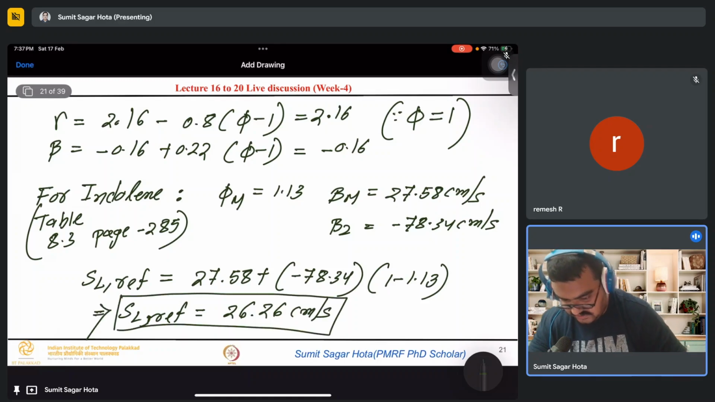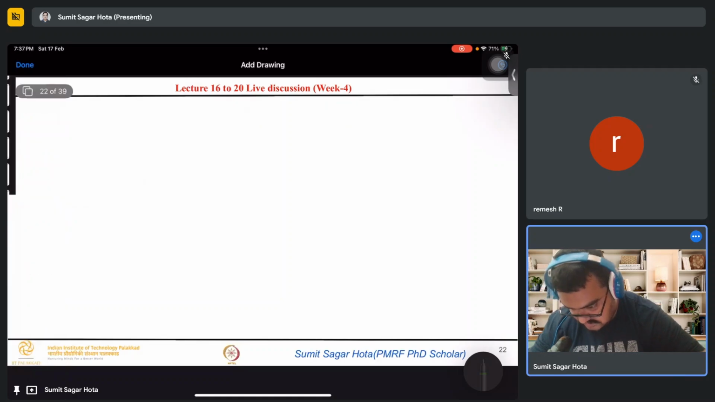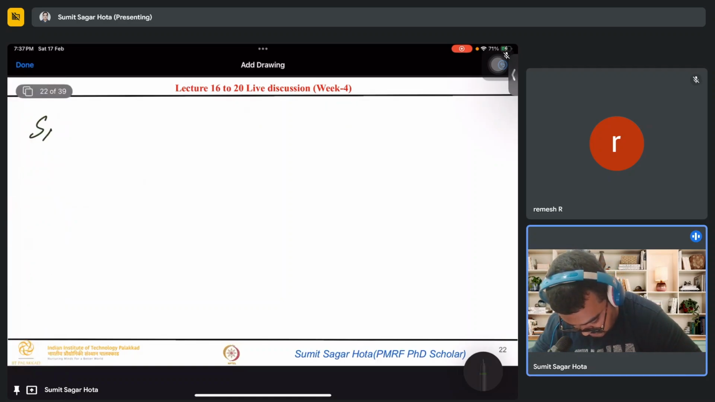So now you have the SLREF. Now you have to find out the SL, the laminar flame speed. So just write down SL.